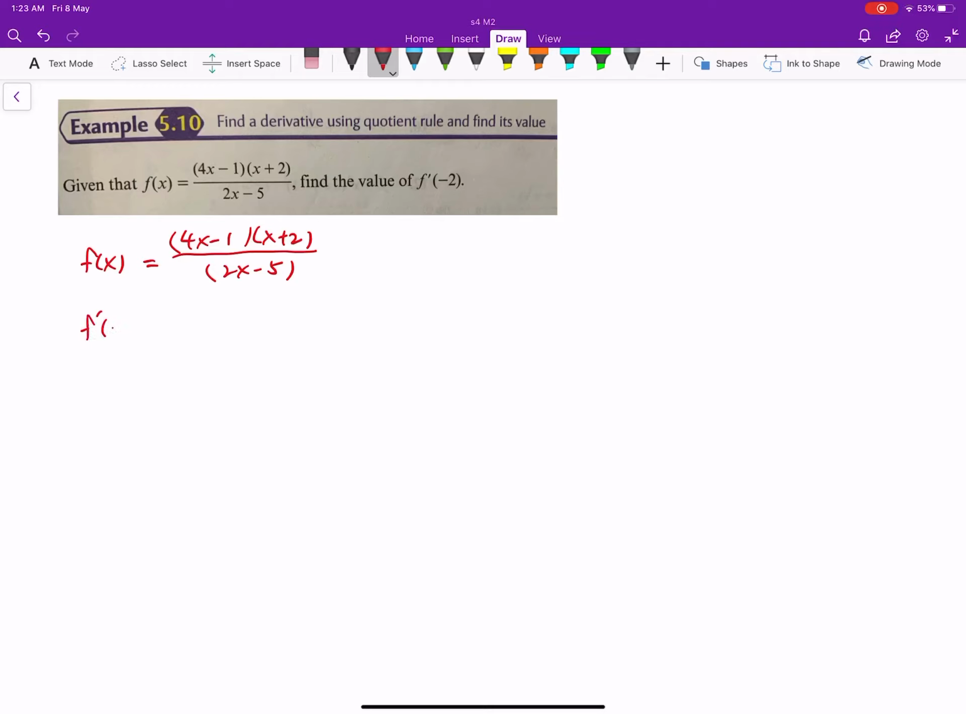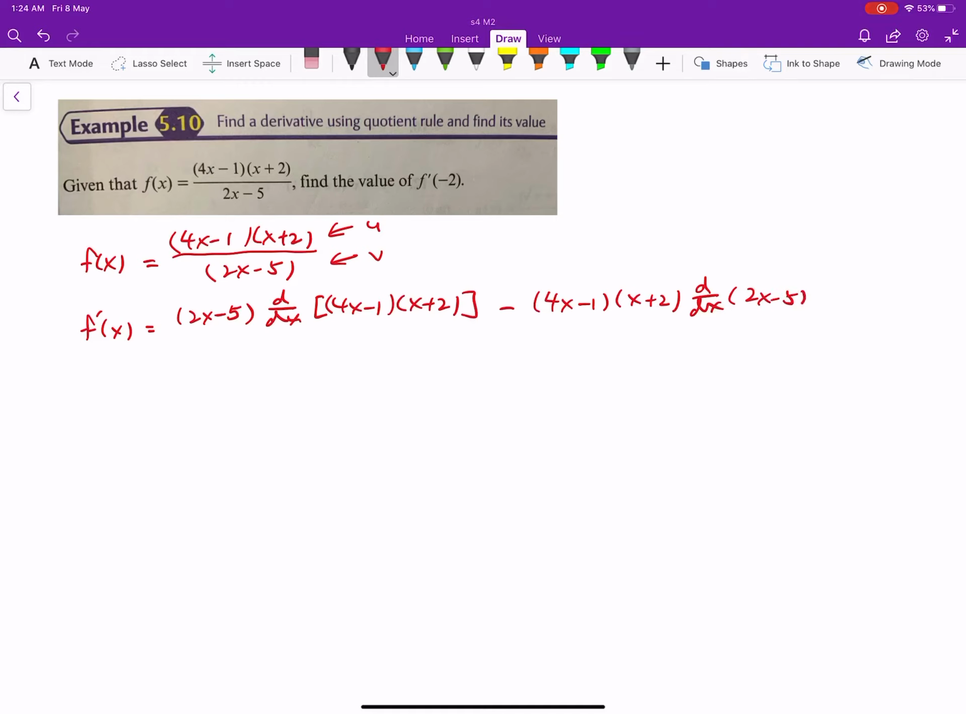First of all, this is u and this is v. So v du, so here v, and then we have the differential of u, and then minus u dv, over v squared. After that, we have 2x minus 5.